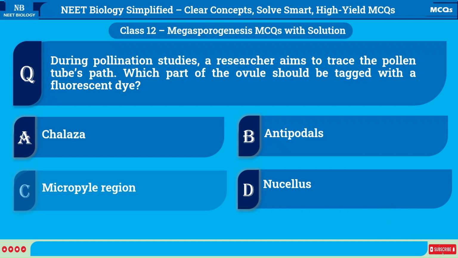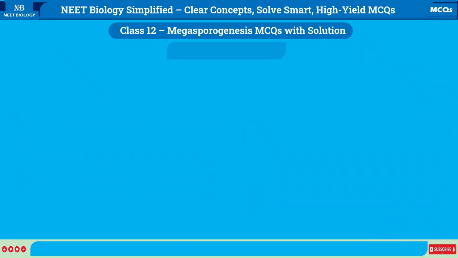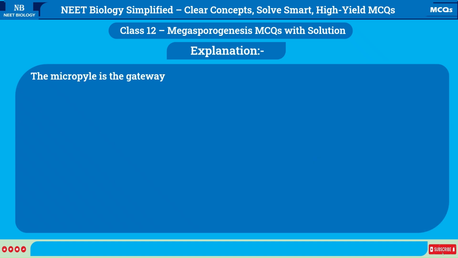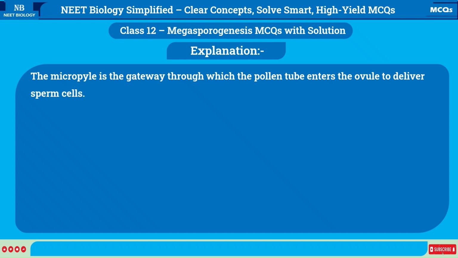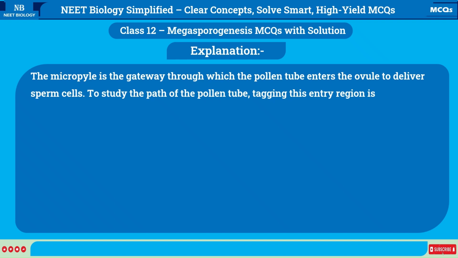Correct answer is C. Micropyle region. Explanation: the micropyle is the gateway through which the pollen tube enters the ovule to deliver sperm cells. To study the path of the pollen tube, tagging this entry region is essential.